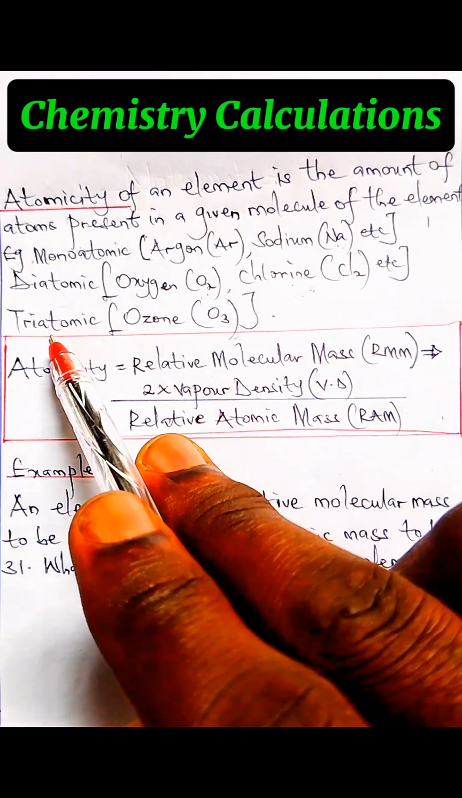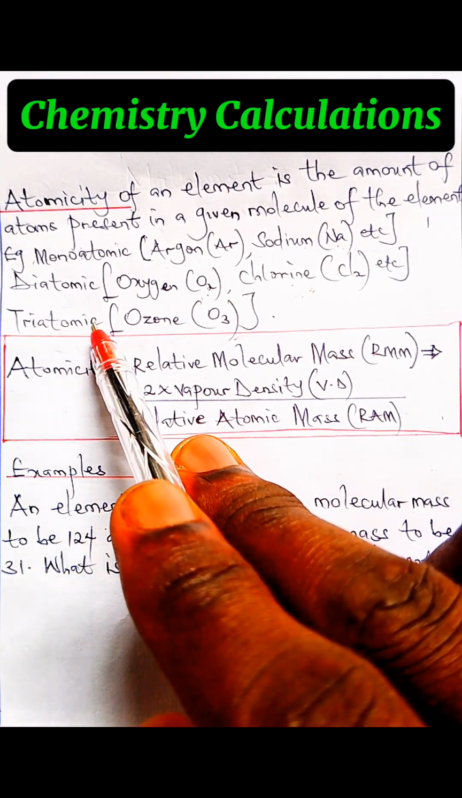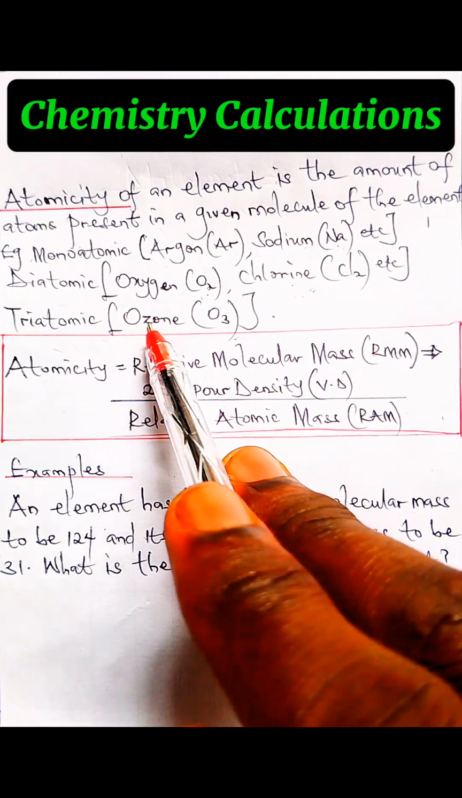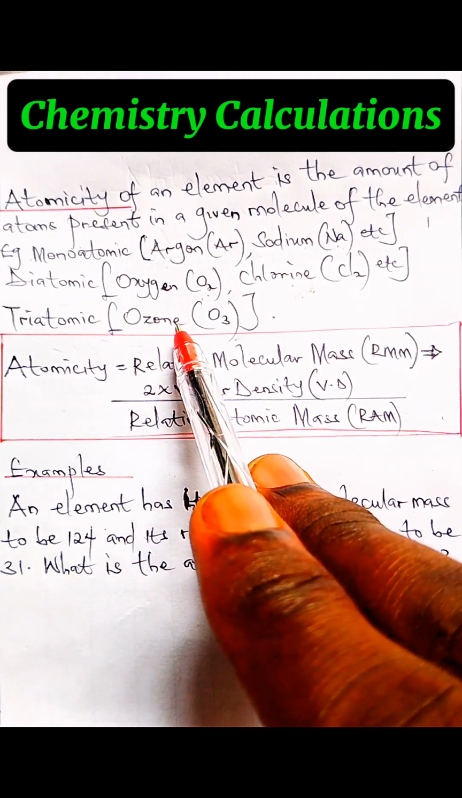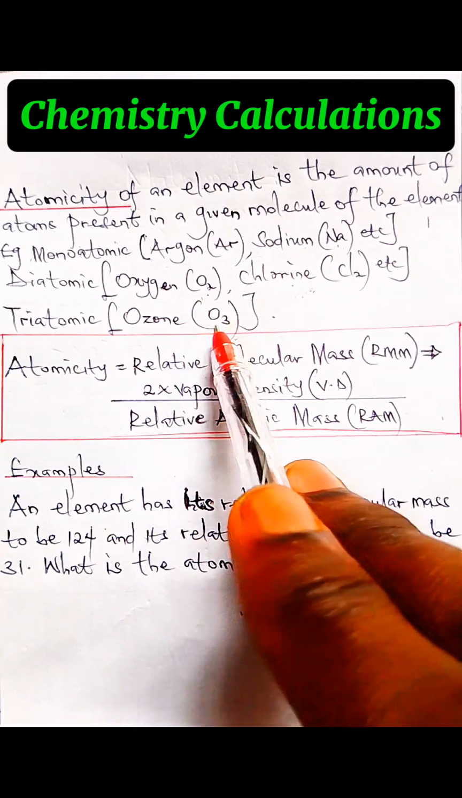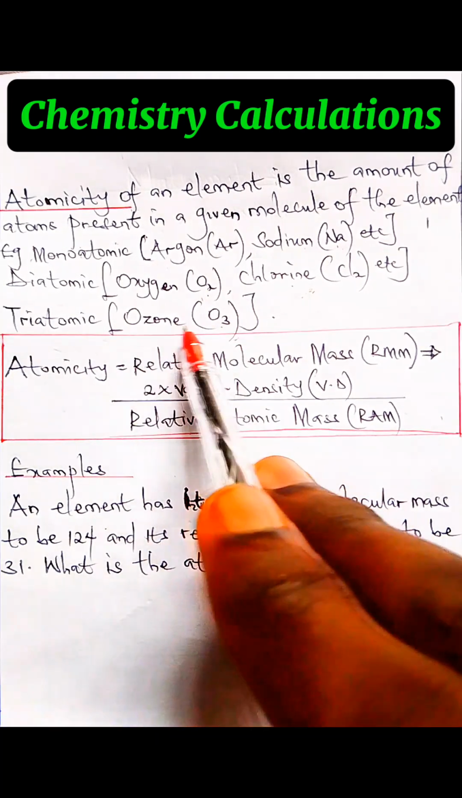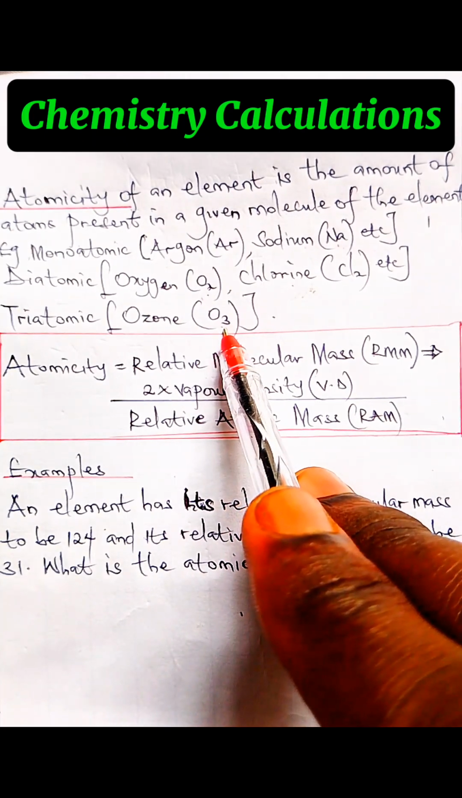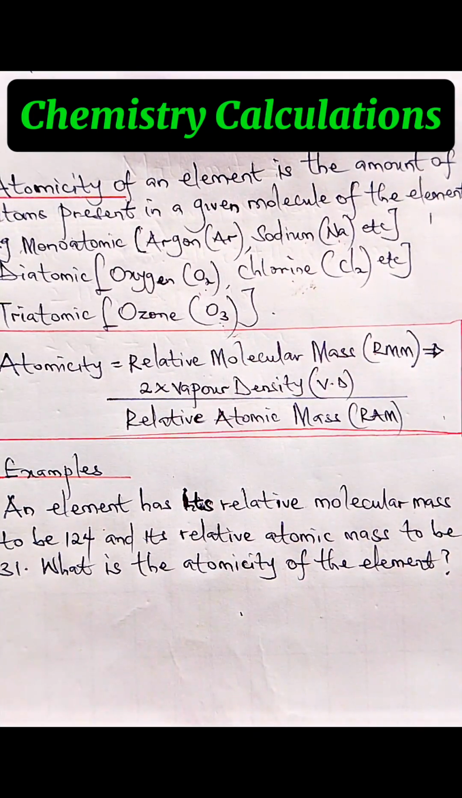And lastly, let's look at another kind of atomicity. We have triatomic elements. Triatomic elements are elements with 3 atoms, just like ozone. Ozone is an allotrope of oxygen. We have O3, this O3 here, ozone. Ozone is triatomic in nature. Why? Because it has 3 atoms. So that's that. Let's quickly go to the part of the calculations.